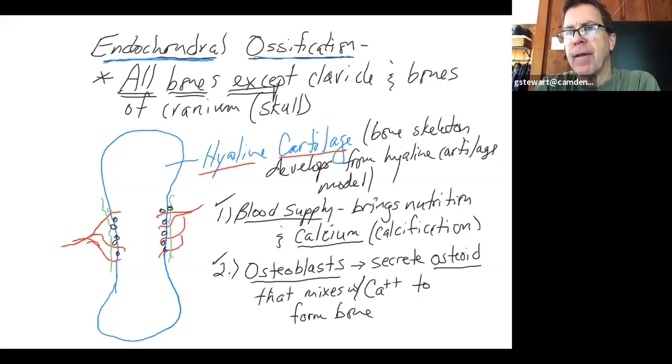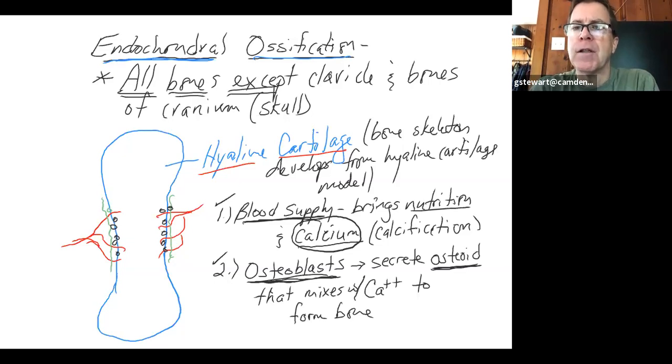Once we have blood supply, we get nutrition and, more importantly, calcium to that area. Once we have osteoblasts, now we have the cells that can secrete this organic osteoid and mix with the calcium to actually form bone tissue. So there are other steps that occur during this process.